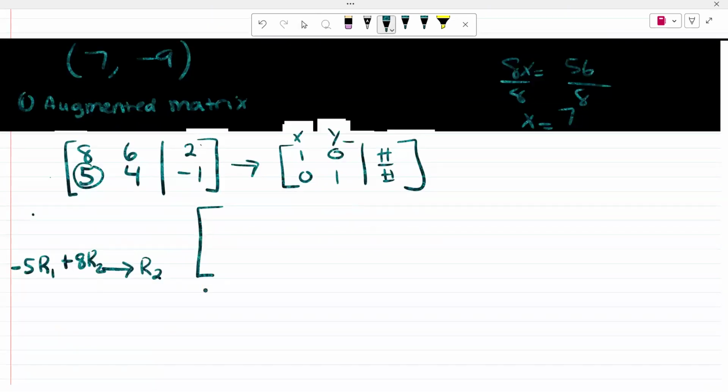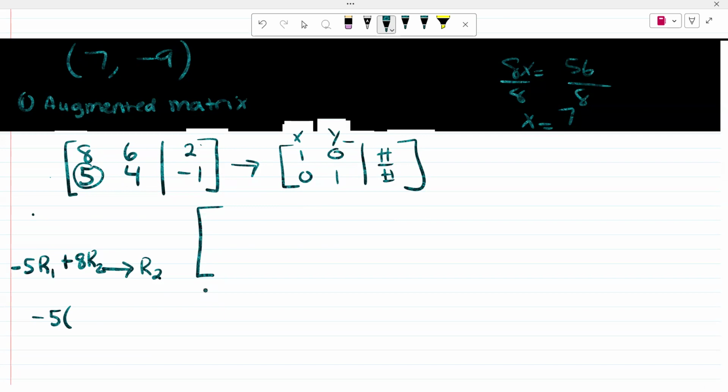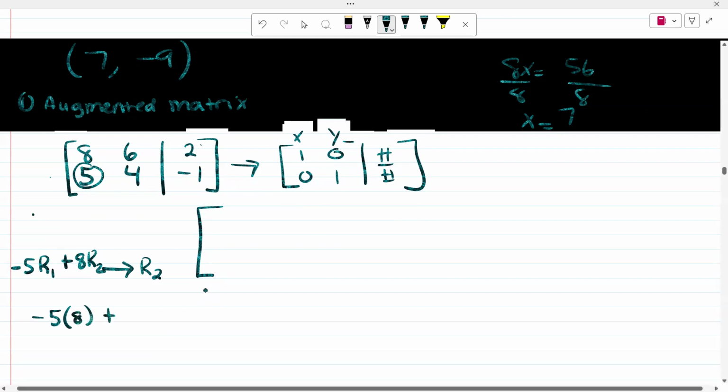So what will be our first number for row 2? It would be negative 5. And what's the first number in row 1? So here's row 1, 8. The first number in row 1 is 8, plus 8. And then what is my first number in row 2? 5. So negative 5 times 8 is negative 40. Plus 8 times 5 is 40, which is 0. So you're going to put a 0 right here.